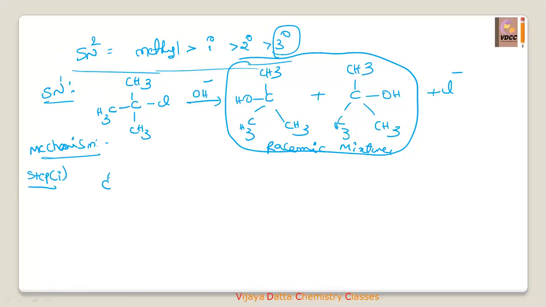Okay, (CH3)3CCl, then attacking of the OH minus is not possible, because in the SN2 mechanism OH attacked from the back side, but it is not possible here because of the steric hindrance. So first of all, attacking of OH minus, leaving of Cl minus, the transition state is not possible here because of the tertiary carbon.